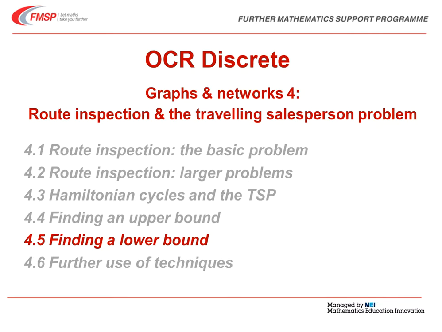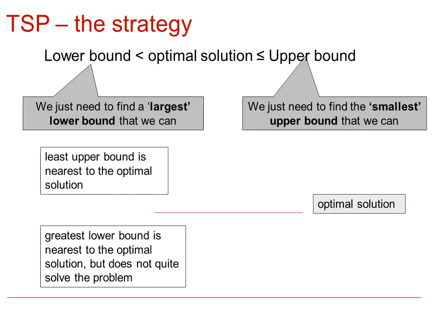Hello, this is the fifth video of the fourth Graphs and Networks series on route inspection and the travelling salesperson problem for OCR Discrete Further Mathematics. And we will look at a method to find a lower bound. In the previous video, we looked at finding the smallest upper bound that we could.